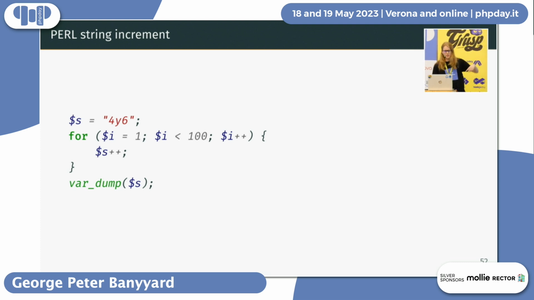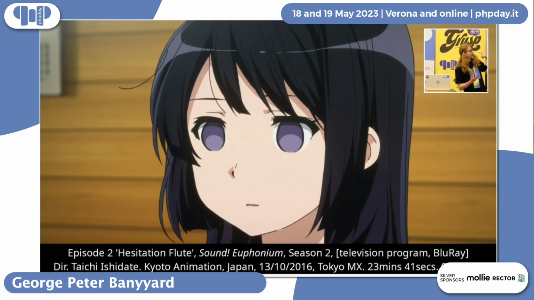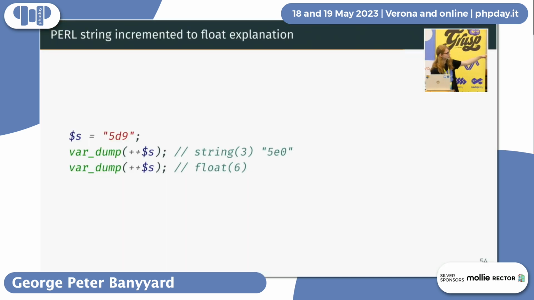Okay, we have this string and we just iterate it over 100 times, and obviously we're going to get a string, which we don't. This is my reaction, I forgot my slides. At one point, we get to the sequence 5D9, which we then increment and it becomes 5E0, which then gets interpreted as scientific notation, which is equal to 5, and then it increments this, and we get back to numbers. Great, this is brilliant. Thank you, PHP.